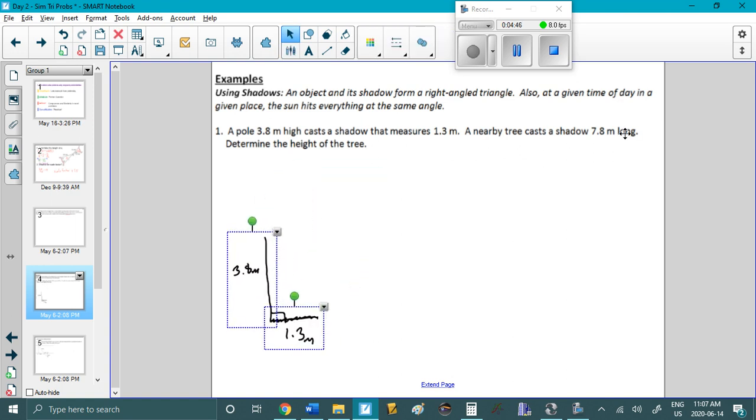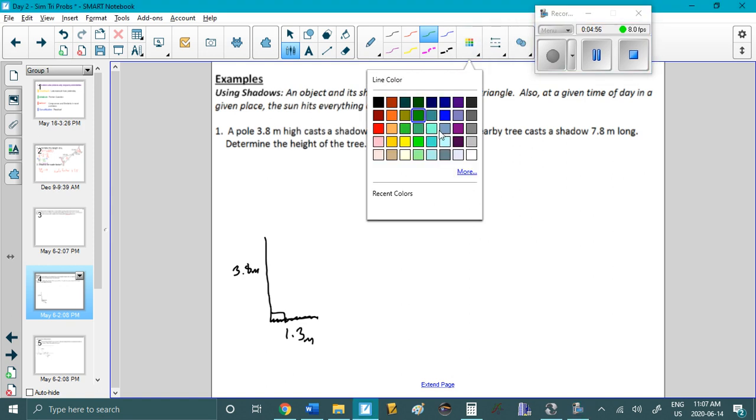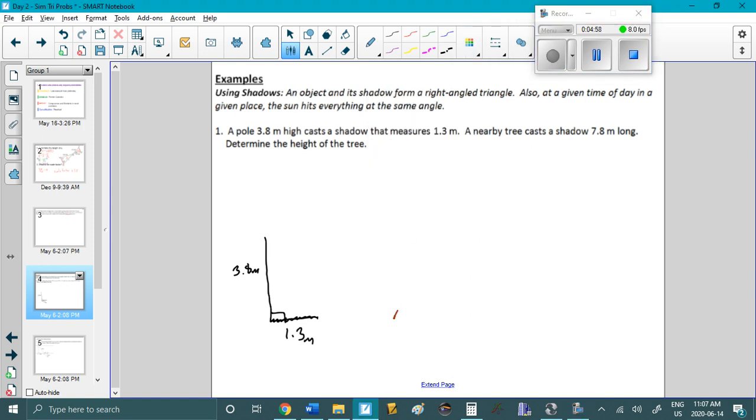Now, obviously, if the shadow of the tree is 7.8, it's going to be a lot bigger than this if its shadow is only 1.3. So then I'll draw the tree. Get some brown here. Really important that I have a brown trunk. I don't know why. I got this sweet tree.